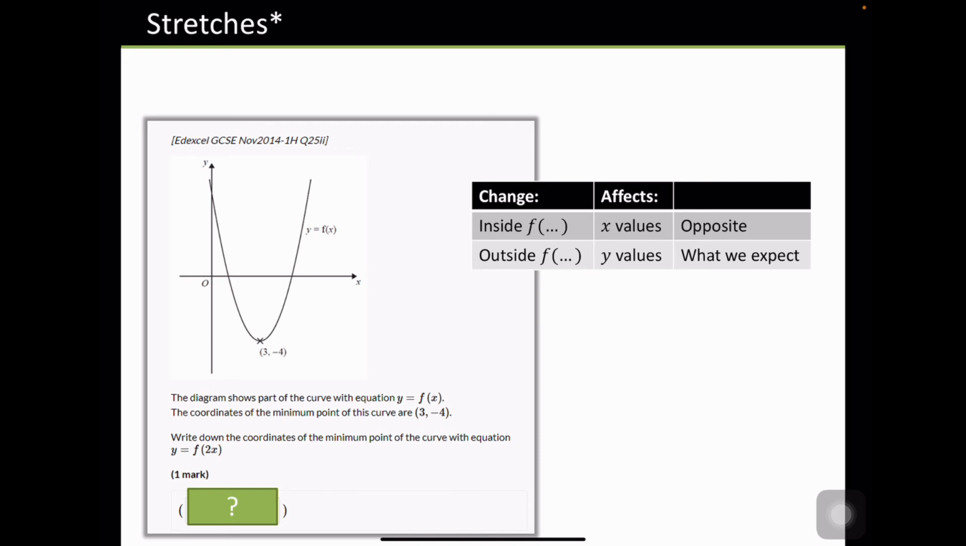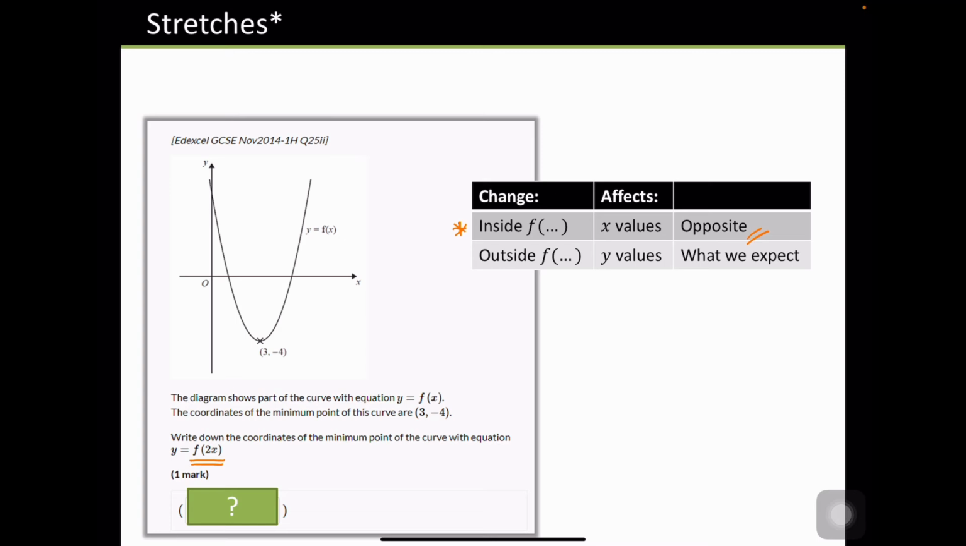Now, one example for when the value is within the brackets. So f of 2x, when it's inside the brackets, the y value will stay the same. The x value will change. However, it's not going to be what we expect. We're not going to simply multiply by 2. We're going to have to do the opposite. So what is the opposite of multiplying by 2?